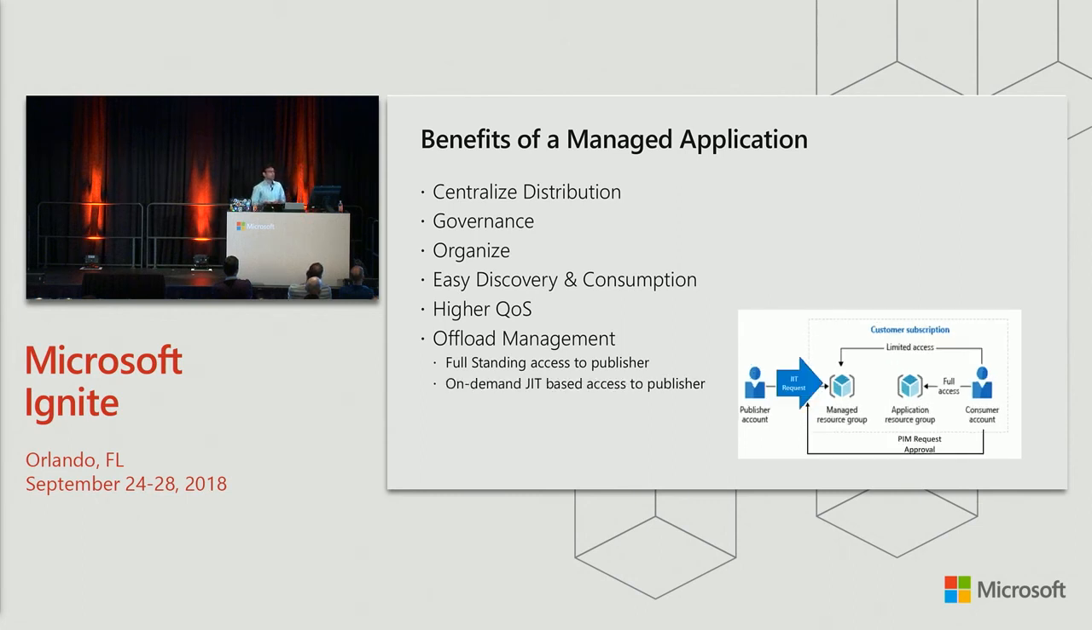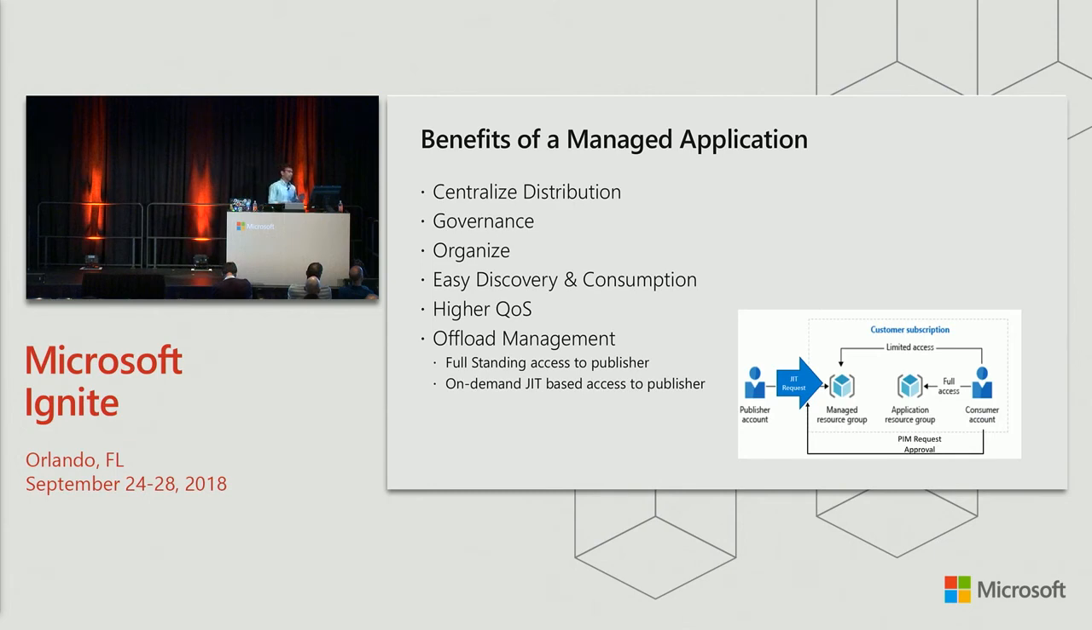Now, there might be consumers who are not happy with this model, who are not happy giving the publisher or some third party full standing access to this application which is deployed in their tenant, in their subscription. So what is also enabled in the platform is a JIT-based access model in which the publisher needs to request access, the consumer needs to approve that access, and then the publisher will have access over that application for the period of time that the consumer determined. So that lets the consumer again be in control of what and when the publisher is going to access.